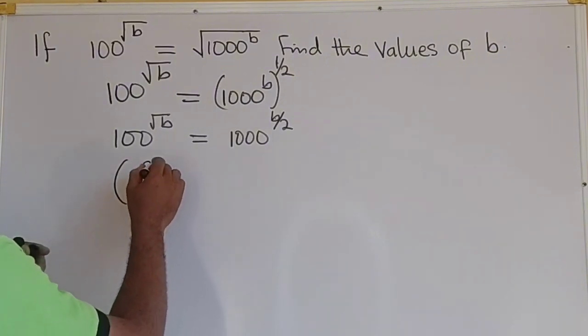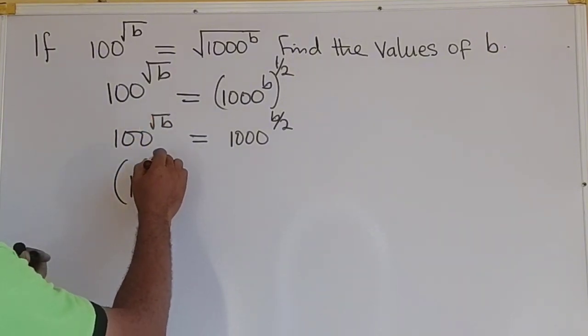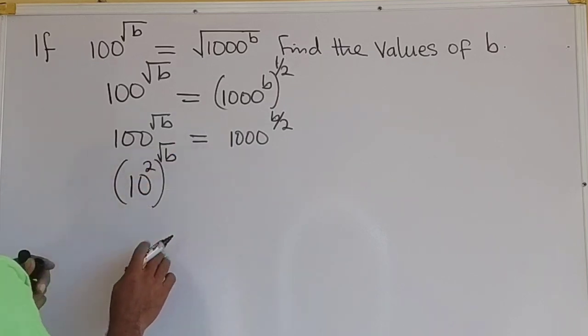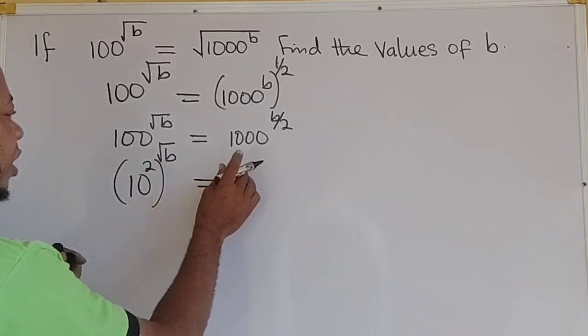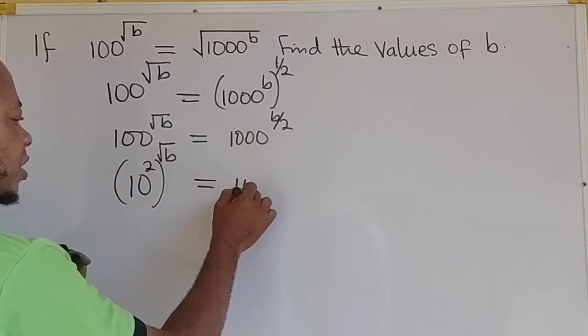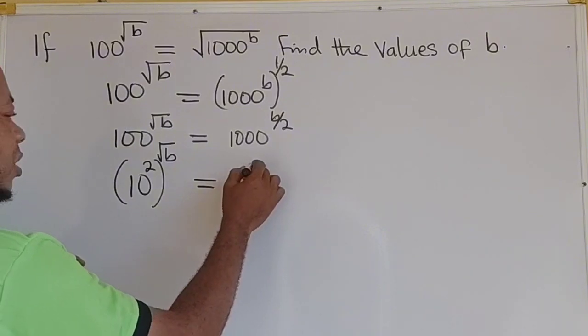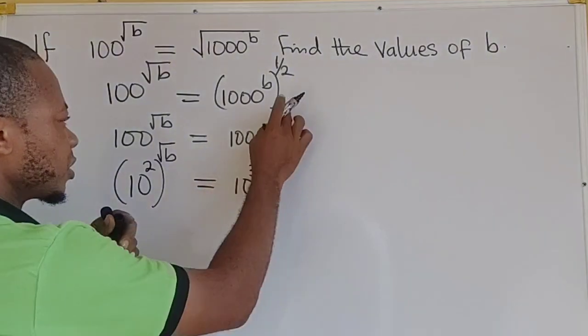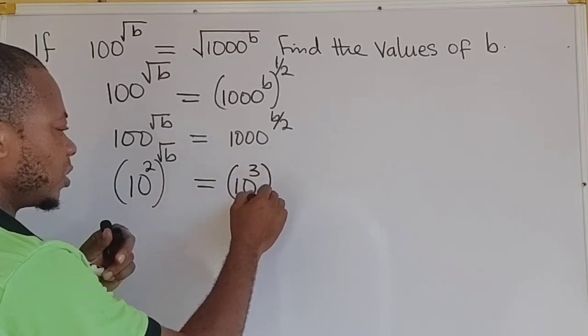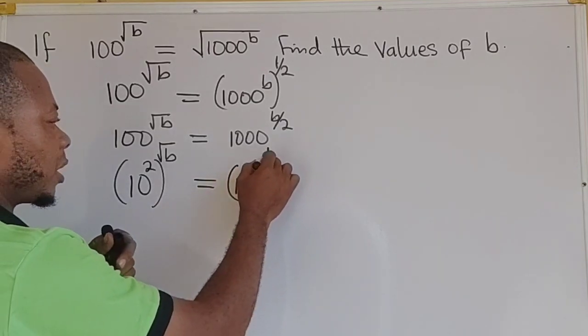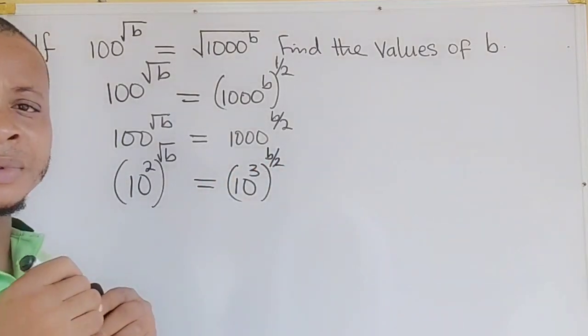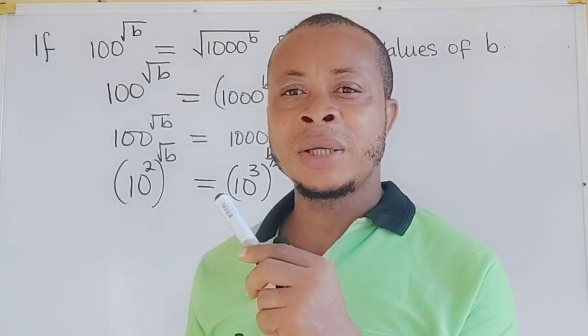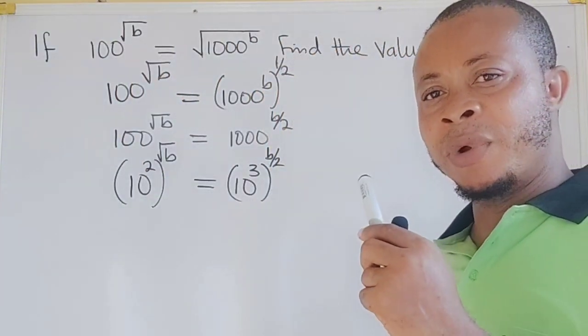Then let's put it in bracket because of this index, then put down the index. The same thing here, but in this case 10 will be raised to power 3 because 10 raised to power 3 will give us 1000. So because of this index, let's also put it in bracket and raise it to power b over 2. Now you see that we are gradually solving the question.